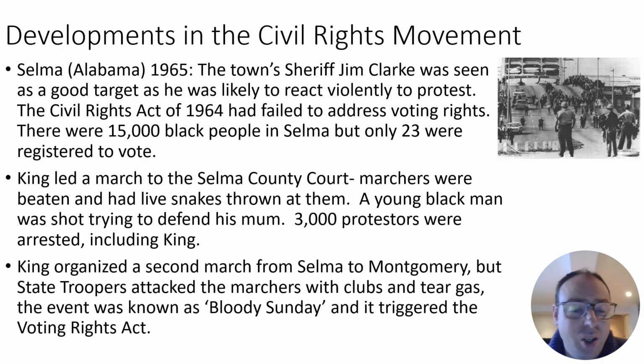Following his release, King organised a second march that was going to take place from Selma to Montgomery. But the state troopers attacked the marchers with clubs and tear gas in an event which went on to be known as Bloody Sunday, and this was seen as the key trigger for the Voting Rights Act.